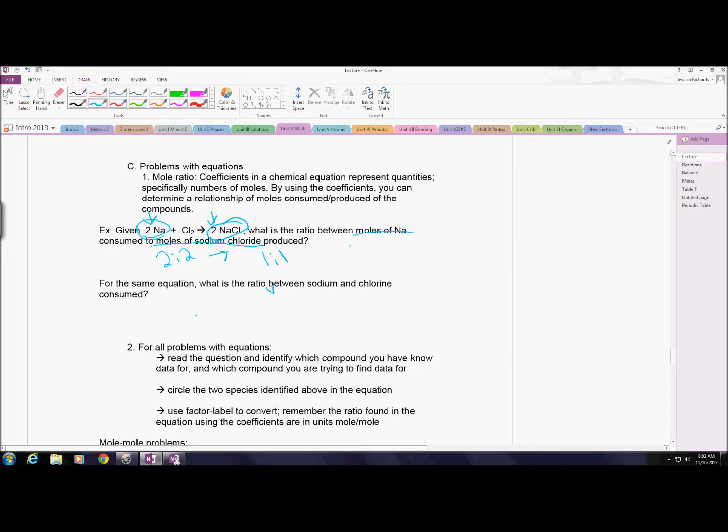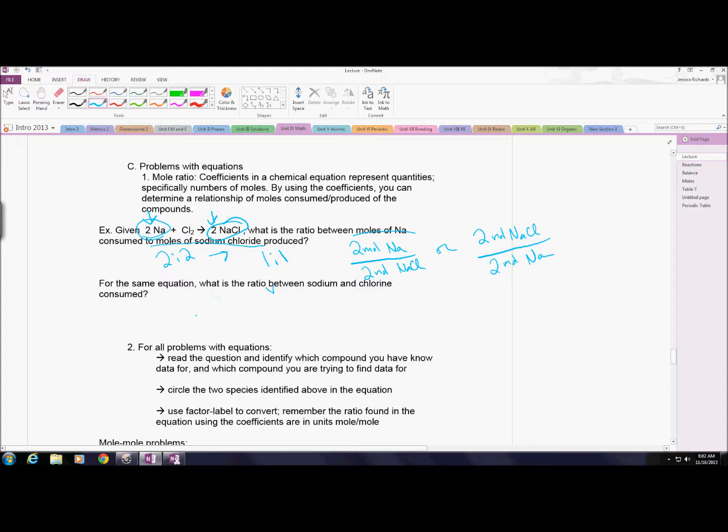In the factor label method of writing this, I would say that for every 2 moles of sodium, I produce 2 moles of sodium chloride. Or I could say to produce 2 moles of sodium chloride, I need to use 2 moles of sodium.